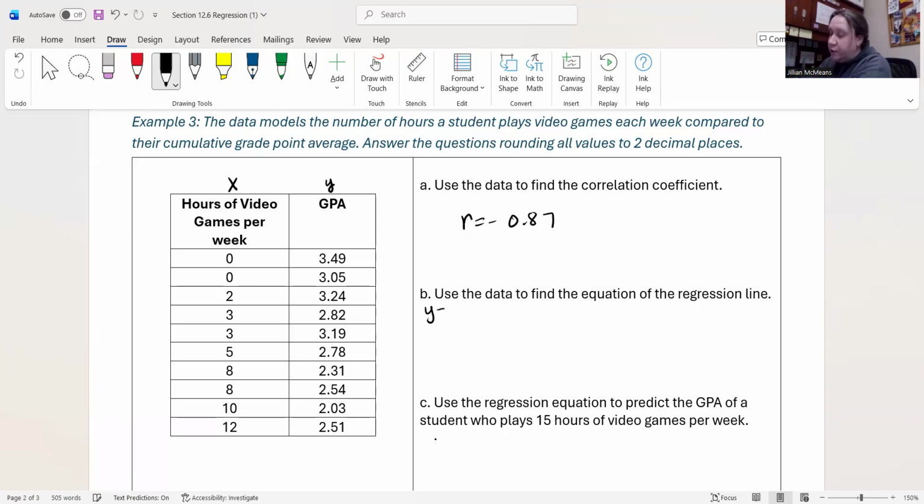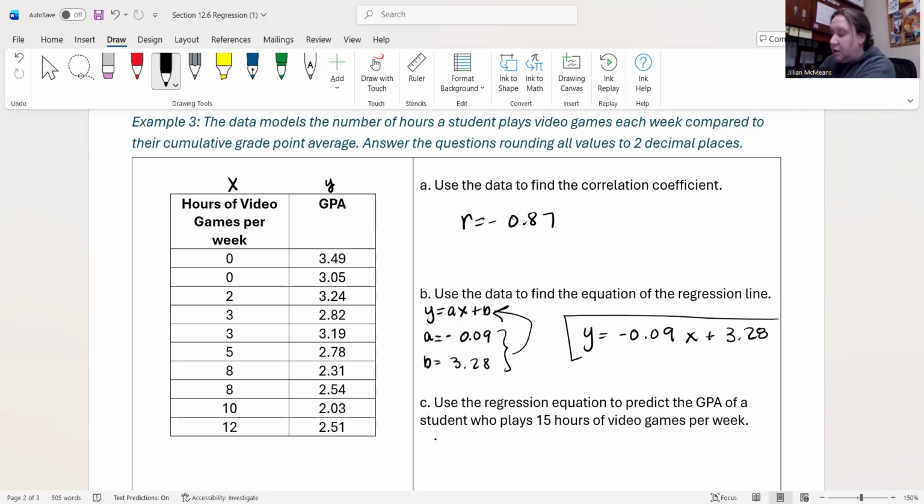And then we're told that the format of our equation is y equals ax plus b. We are then told what a and b are, and we're going to round to 2 decimal places. So I have -0.09, and then I have 3.28. So that's not enough. We want to actually fill these values into that format of the equation. So we want to write out the actual equation. So I'm going to say y equals -0.09x plus 3.28.